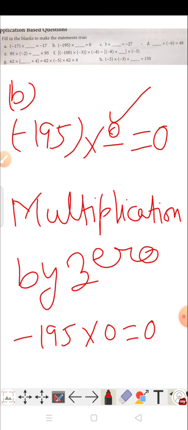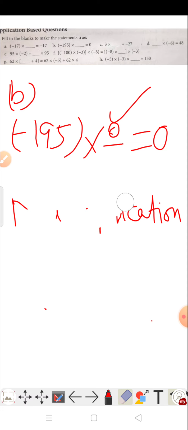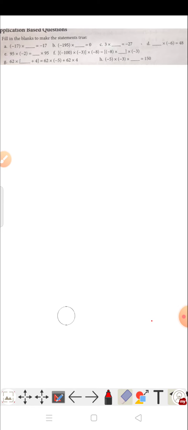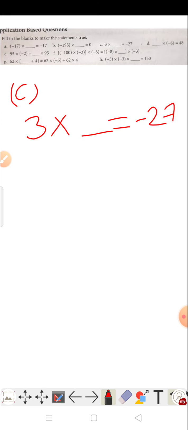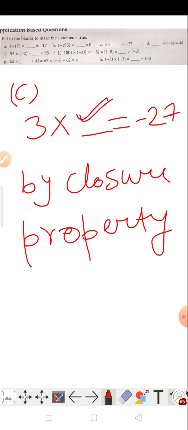Clear? Now we will move on to our C part. So look at the statement of C part. What is the statement of C part? 3 multiplied by which number so that the resultant will become minus 27. Which property can we use here beta? We can use the closure property. So the C part is 3 multiplied by dash is equal to minus 27. By closure property, we can say that in this blank some integer will come.